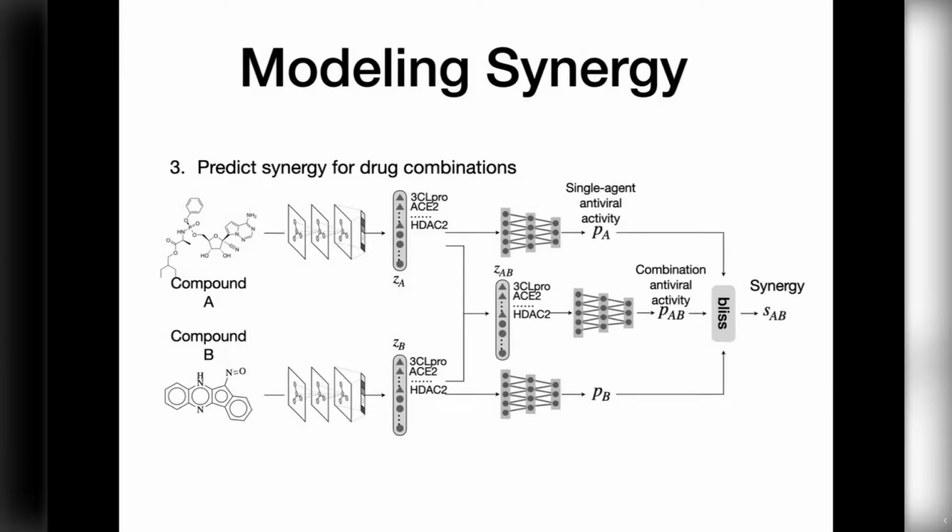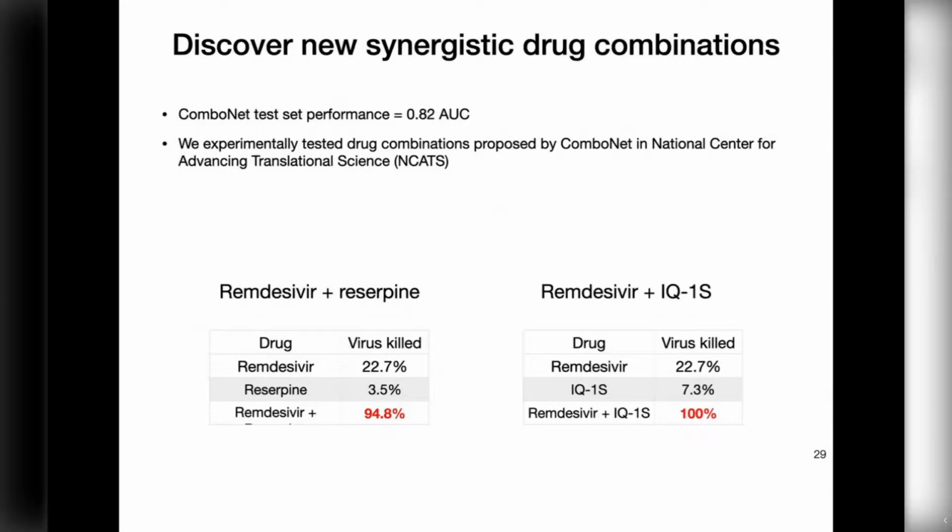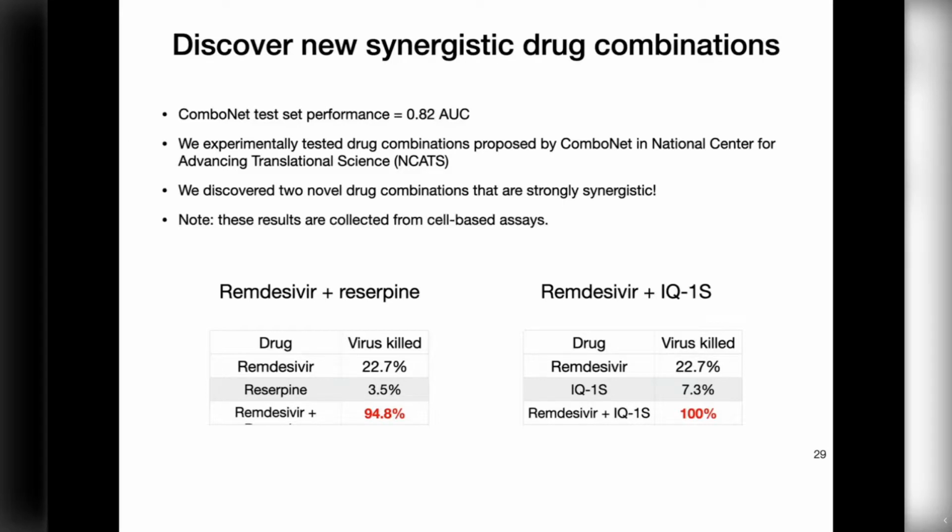And again, because you already learned the representation, which is very small, you can do it successfully even on 200 combinations. And I should say that it worked quite successfully. Overall, the accuracy was 82, which is not bad. And we identified for remdesivir several combinations which researchers at NCATS tested empirically and demonstrated that the combinations were highly synergistic. As you can see, in one case, the combination killed 100% of the virus.